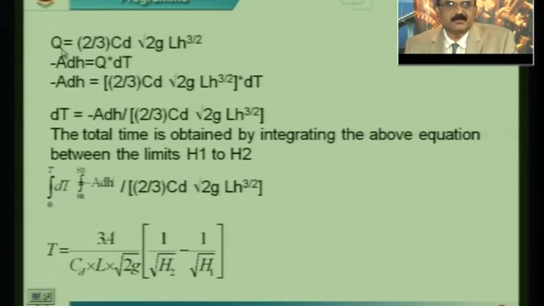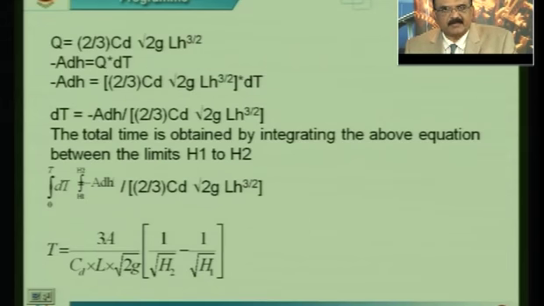Now look at this. Q is equal to 2/3 CD root 2G L H raised to 3 by 2. We already derived that minus A into dH is equal to Q into dt. Now in place of this Q, you substitute this equation. It is a very simple derivation. So minus A into dH is equal to this discharge. Remember, discharge has a unit of meter cube per second. If you multiply that by second, you automatically get volume.